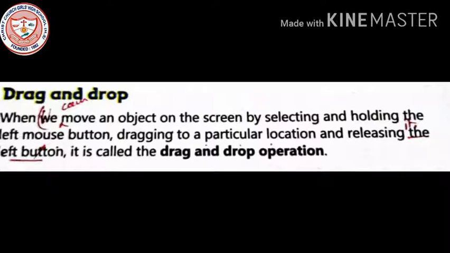That is known as dragging to a particular location and releasing it with the left button. Then you leave the left button and it will be dropped. That is known as the drag and drop operation. When we move an object on the screen by selecting and holding the mouse button, dragging to a particular location and releasing the left button, it is called the drag and drop operation.